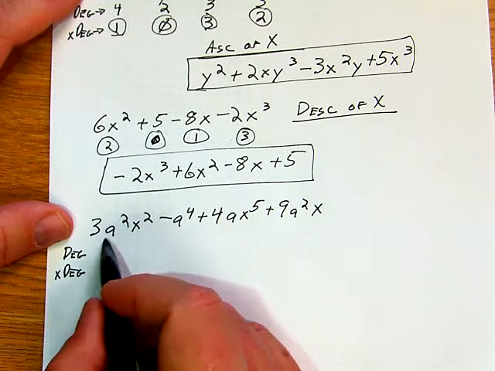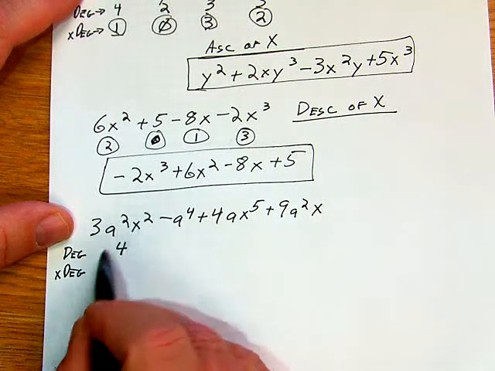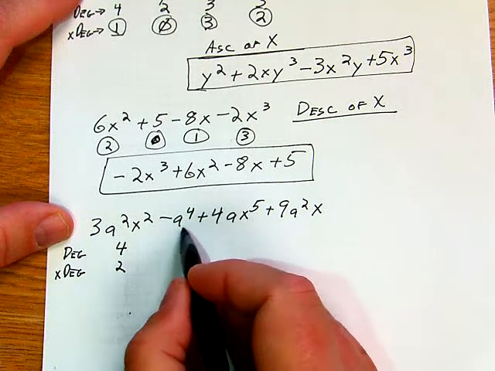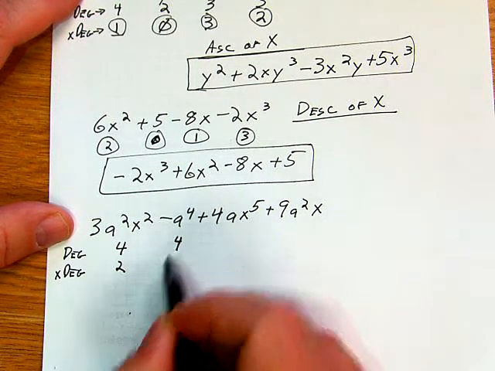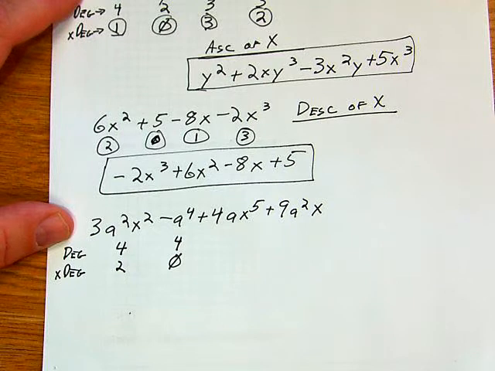So the degree of this whole monomial is 1, 2, 3, 4. But how many come from the x? 2 of them come from the x. This term has a degree of 4. How many come from the x? None of them. There is no x in that guy.